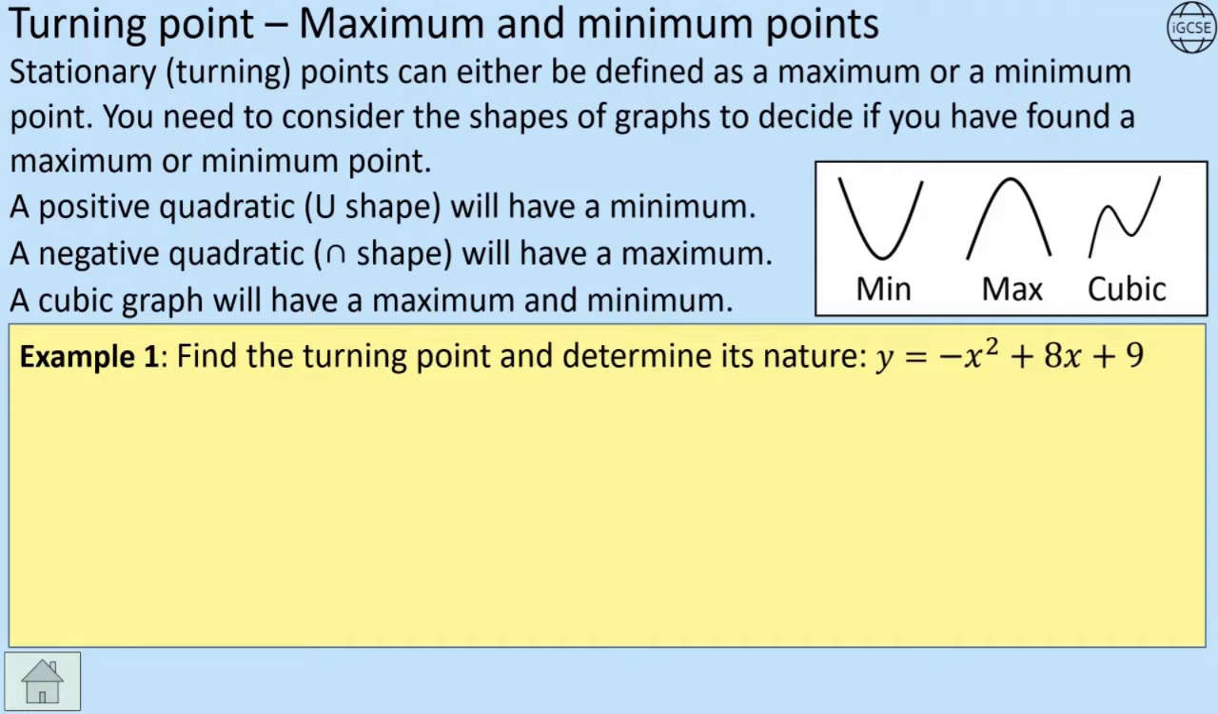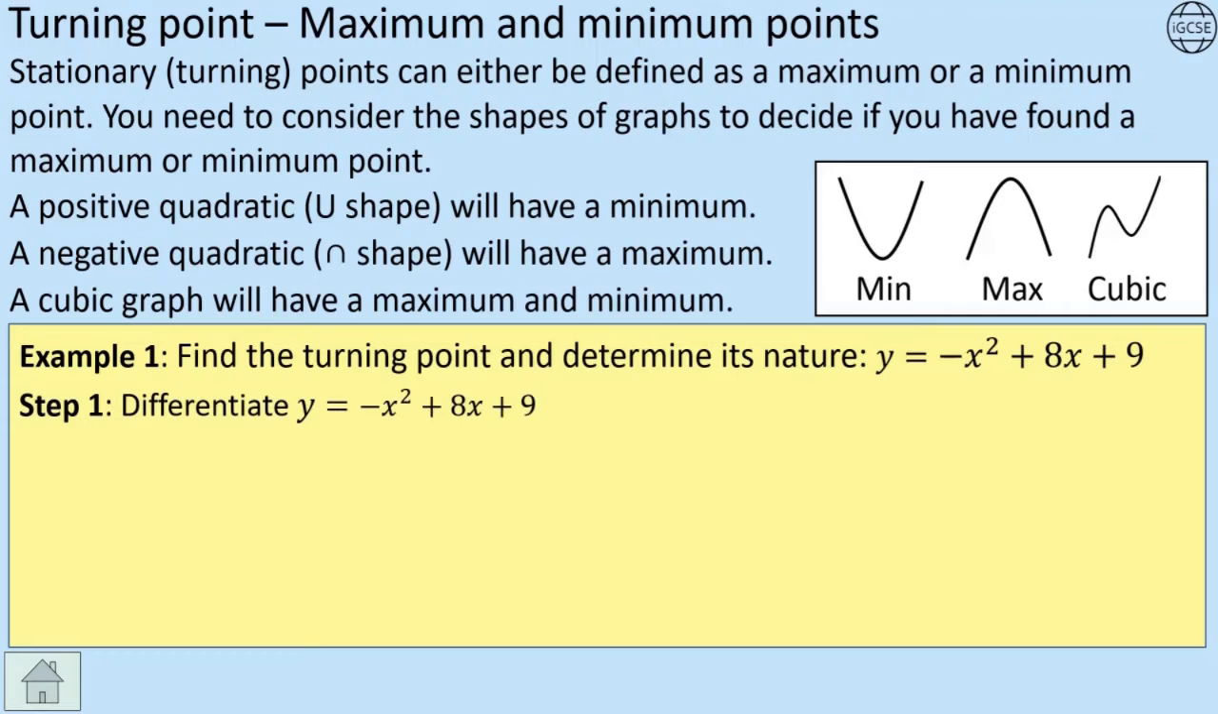Well, hopefully you can see right from the outset, when it asks us to find the turning point and determine its nature, that we've got a negative x squared. So what we're going to have is this particular scenario where we're going to have a maximum. And then we're just going to do what we did two minutes ago, which is basically differentiate it, make it equal 0, and find the point.